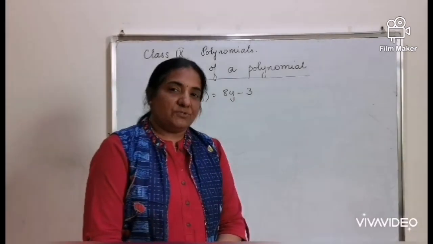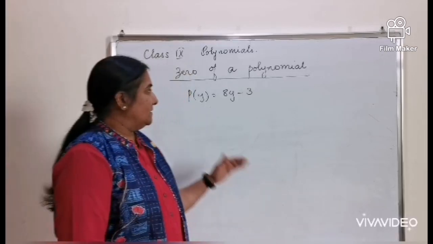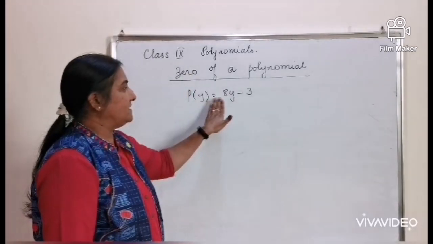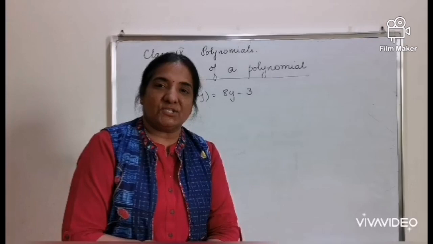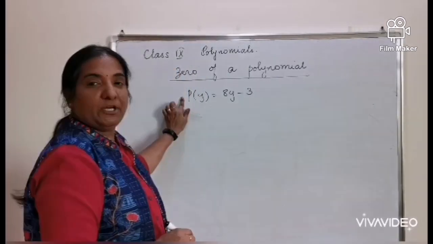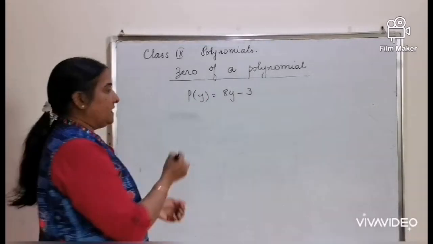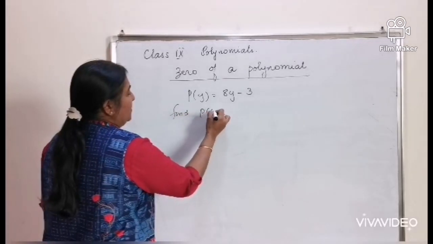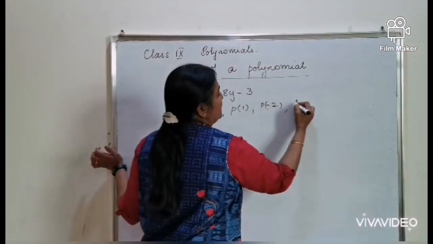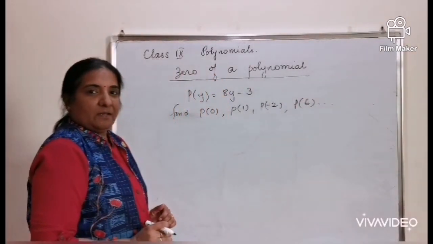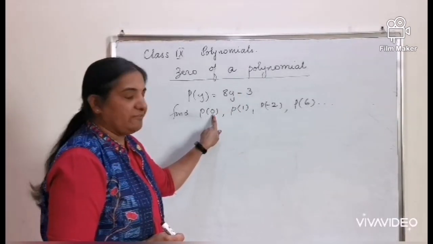The next topic is zero of a polynomial or zero of a linear polynomial. You are given a polynomial p of y is equal to 8y minus 3. There are two questions which can be asked with this topic. What is the value of this polynomial if y assumes different values? Or they can ask you, find p of 0, p of 1, p of minus 2, p of 6 and so on. How will you find out? You just substitute the value of that y as per the given value.